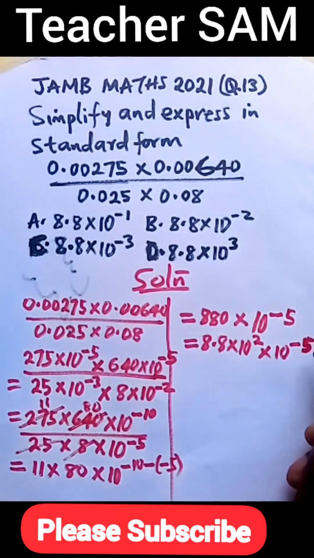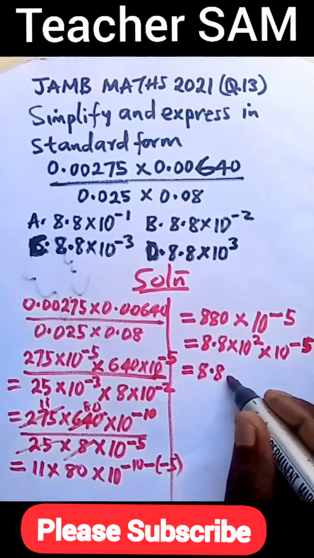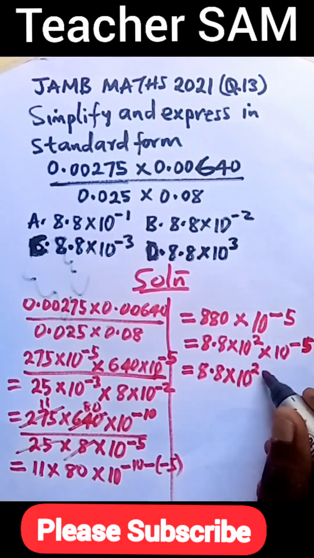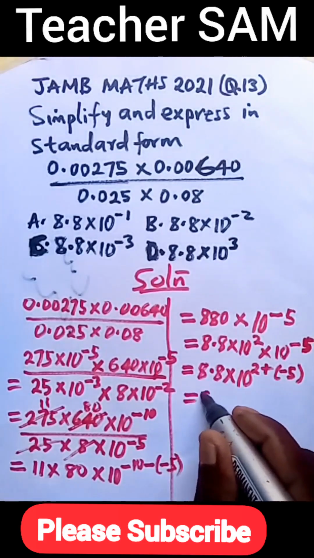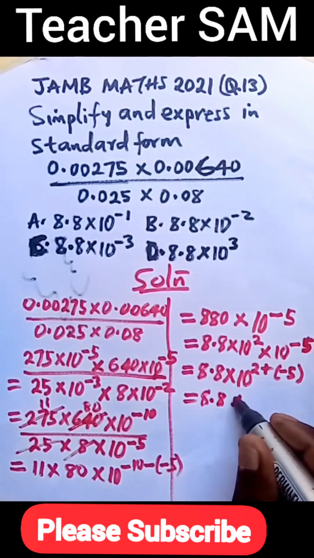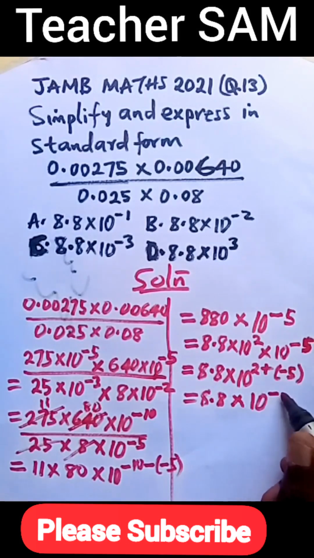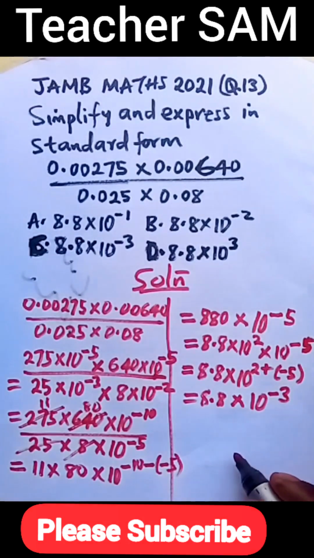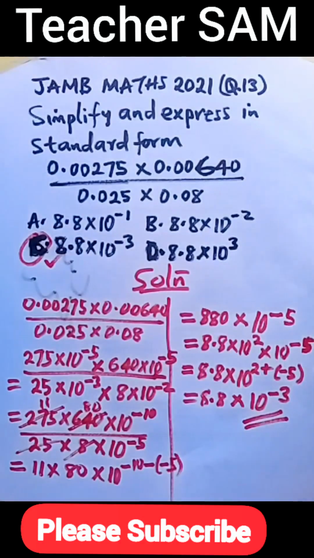So that will now become 8.8 times 10 raised to the power 2 times 10 raised to negative 5. Since they are times, we add up their powers. So we now have 8.8 times 10, and 2 plus minus 5 will give us minus 3. So 8.8 times 10 raised to minus 3 is the answer to this question. If you check through the options, you find out that the correct answer there is option C. Option C is the correct answer to this question.